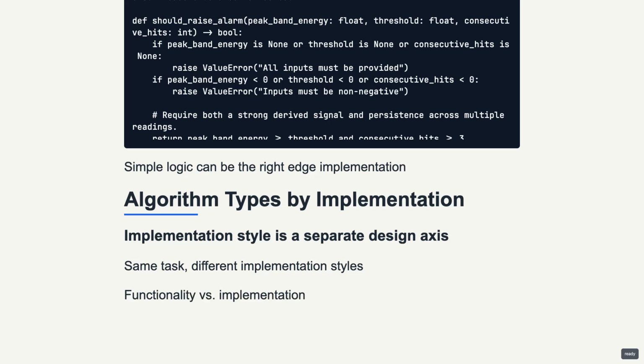Functionality asks what decision the system makes, while implementation asks what machinery produces that decision. The same alarm or control action can be built from explicit rules or learned parameters, and that difference matters when the code has to run on a small device.